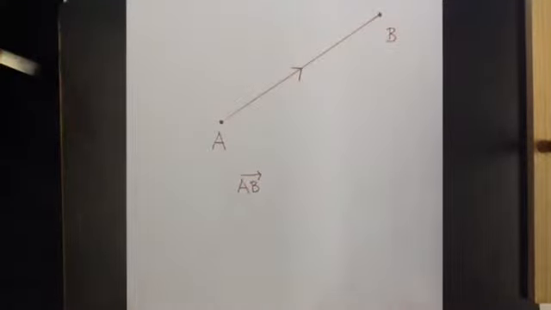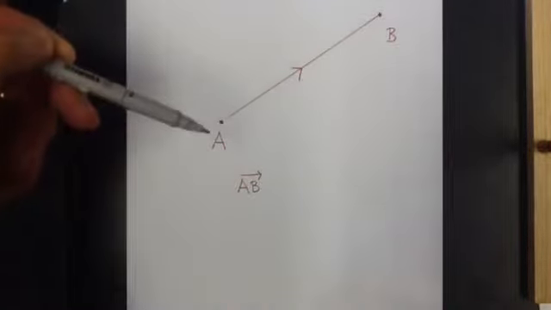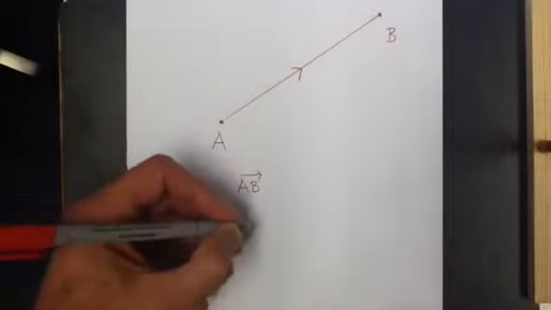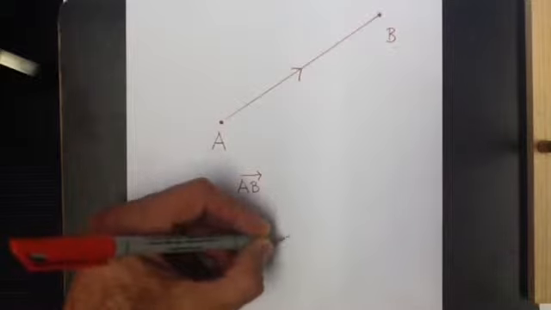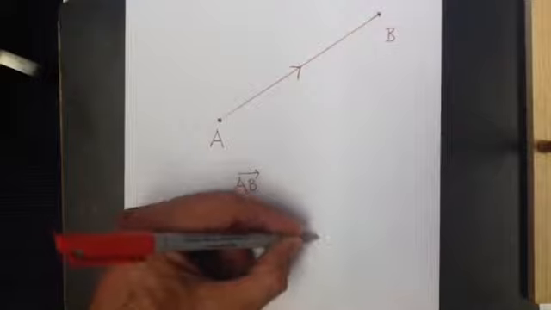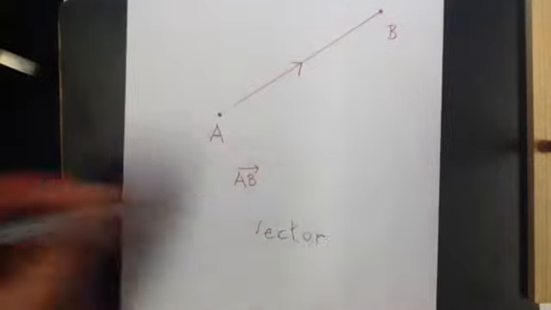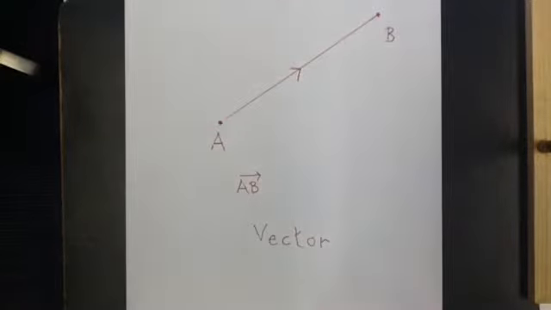A journey in maths is a straight line, starting, finishing, called a vector. V-E-C-T-O-R. Oh, the V is not very clear. There you go. Vector. Now what I'll do is I'll take this vector AB and put it on a pinboard.